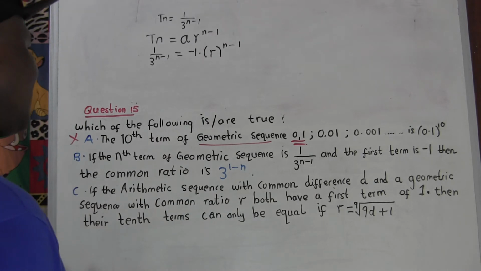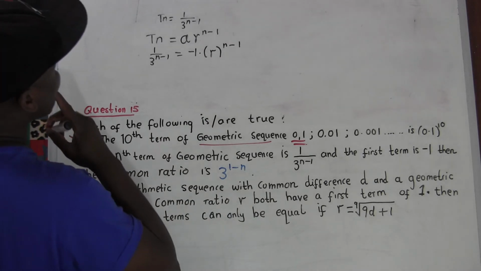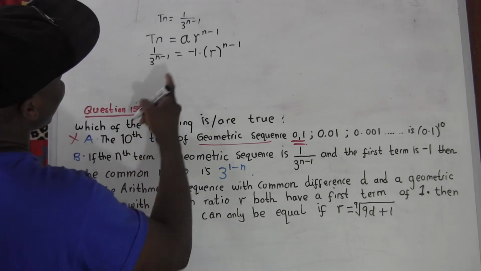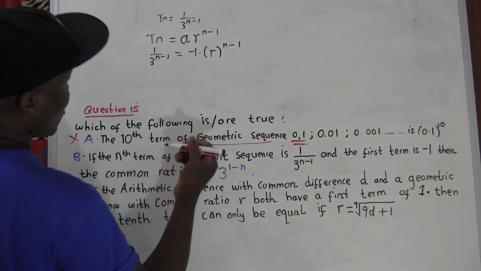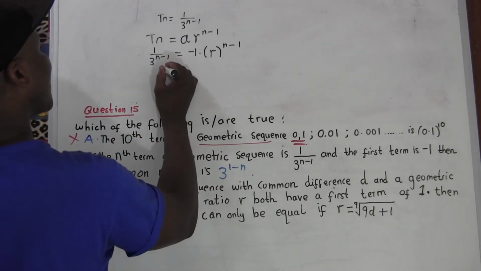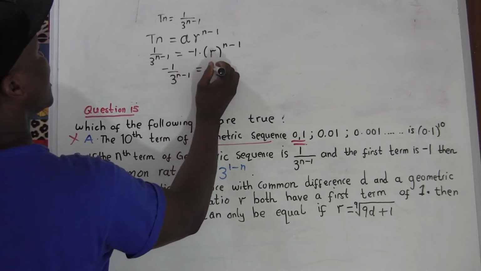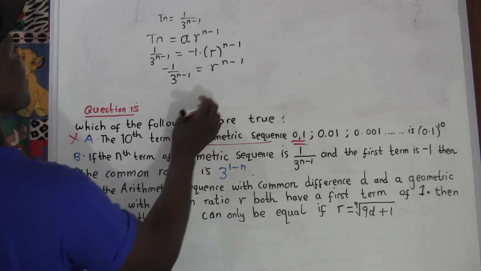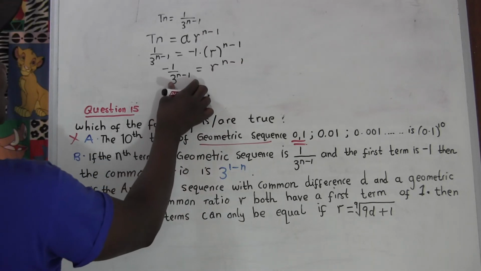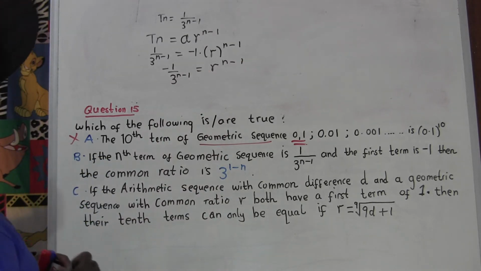So I'm looking for the r. How am I going to get r? First and foremost, I'll take this negative to this side. So this is going to become negative 1 over 3 to the power n minus 1 equals r to the power n minus 1. And then I'm going to reciprocate. Can this give me r?